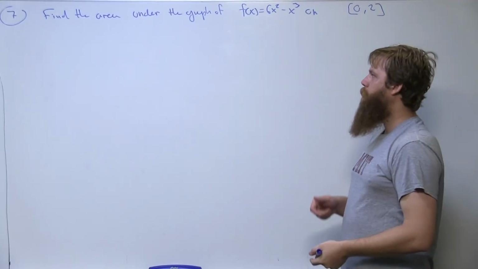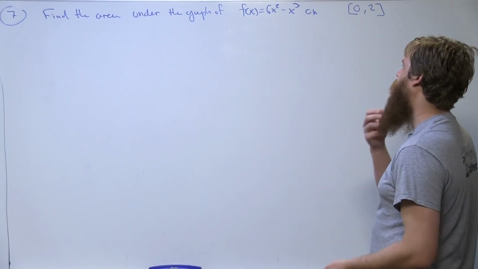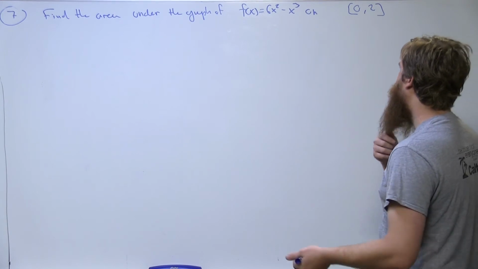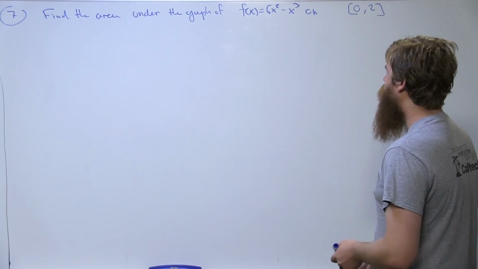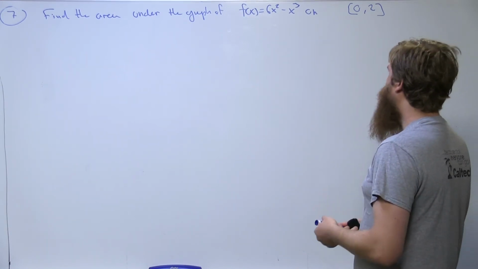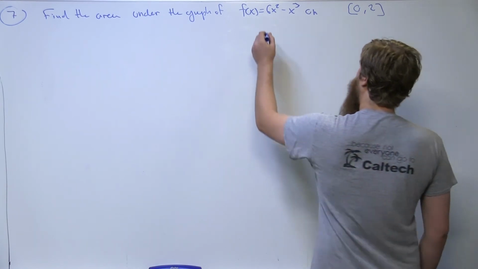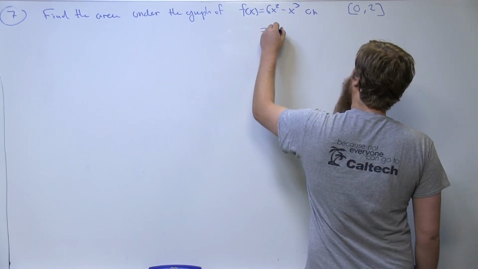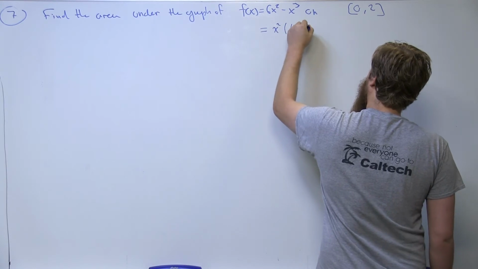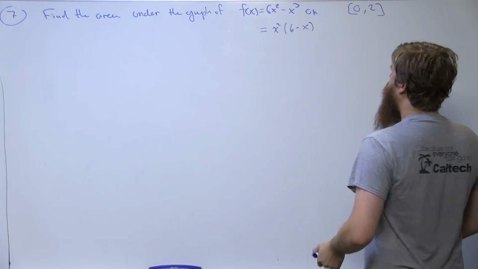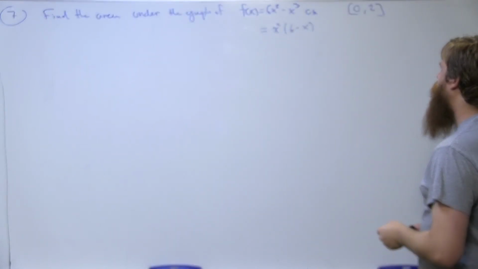Alright guys, so the next problem asks us to find the area under the graph of f of x equals 6x squared minus x cubed on the interval 0, 2. I'm not going to sketch the region here because you can see that this function, if you factor x squared out, is not 0 anywhere on that interval. So we're not going to play around with that.